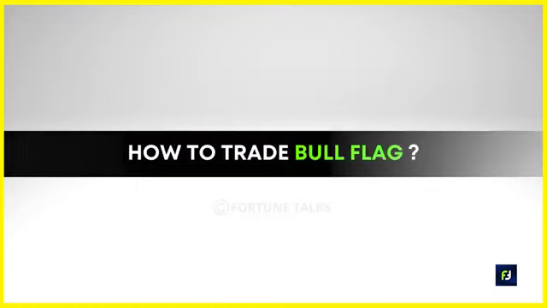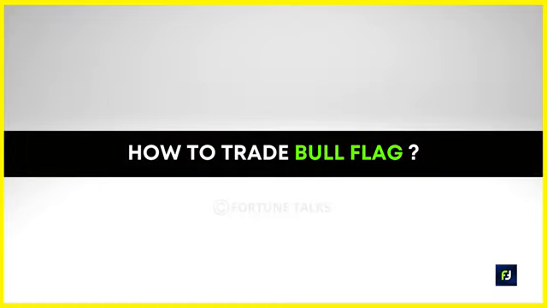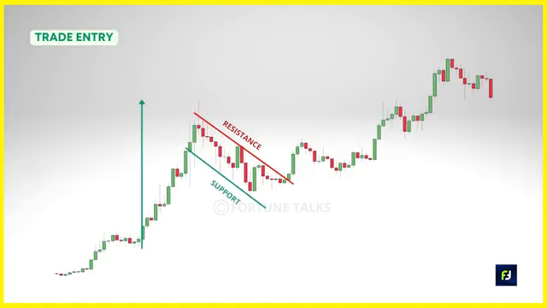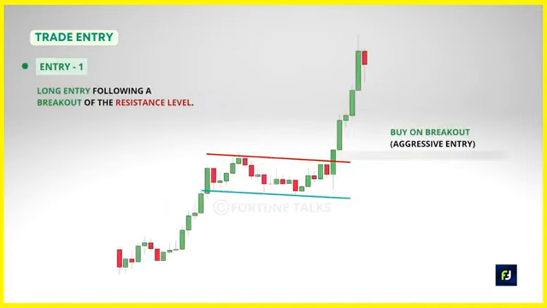Now that we have learned how to identify a bull flag, we can discuss how to trade the flag pattern. So I will discuss the entry methods, where to place the stop loss and how to set the targets. Now starting off with the entry criteria, as it is a bullish continuation pattern, we are only interested in the break above the resistance line. So you can take a long entry following a breakout of the level.